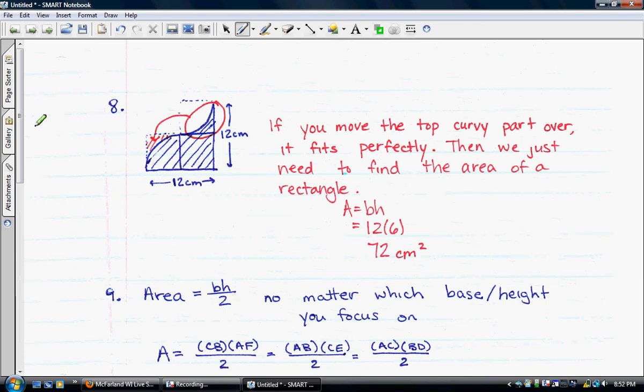For 8, if you look at that picture and you move the top curvy part over and kind of upside down, it's going to fit perfectly in that empty space. So then we're just figuring out the area of a rectangle. This rectangle down here at the bottom. It is 12 by 6, so the area is 72 centimeters squared.